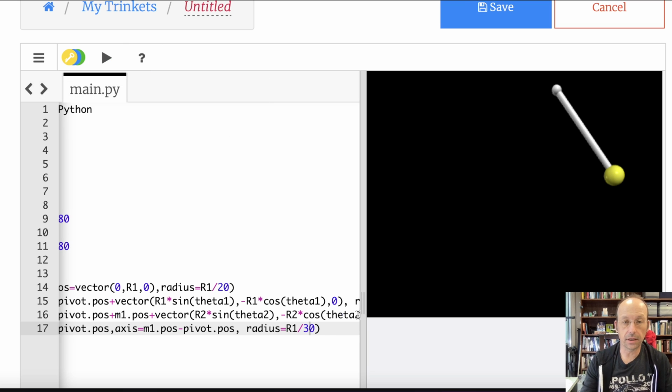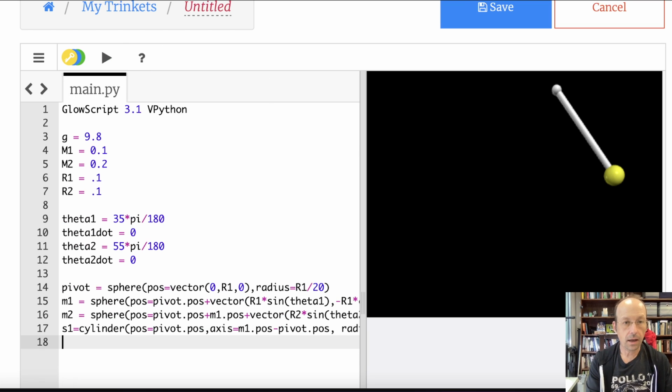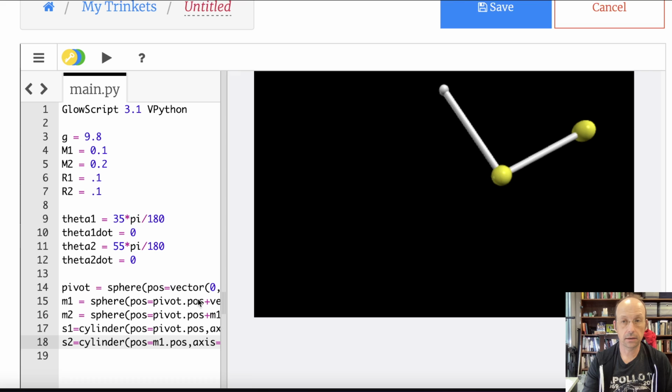Now I need the other string. Let's just copy this. So it's going to be S2. Its location is going to be mass1.pos. And then the axis is going to be mass2.pos minus mass1.pos. And then other than that, it should be good. Yeah. Okay. So we have that. And now we just need to start animating stuff.